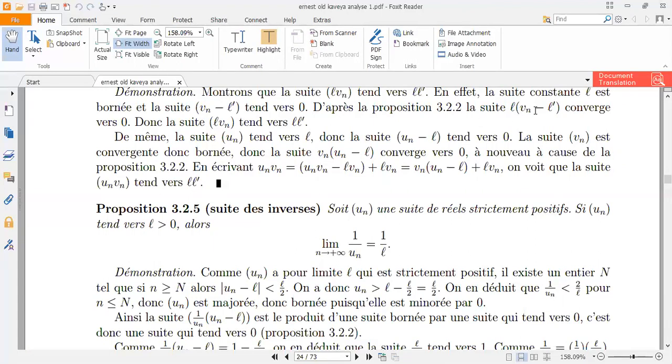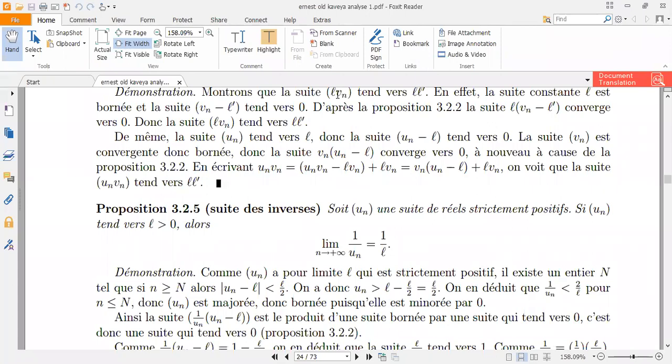The convergence was heading towards zero, but everything else can remain the same because this here and this here are still the same. There's no difference. The only difference is that the Vn here has been defined in a different way. It's now being written as Vn minus L prime. This part here and this part here, it's the same thing.